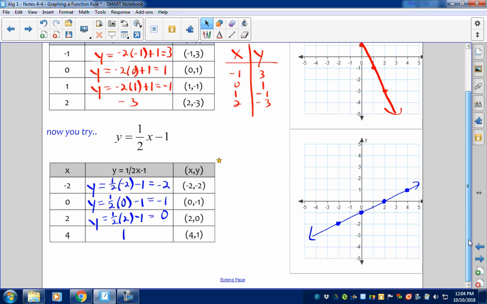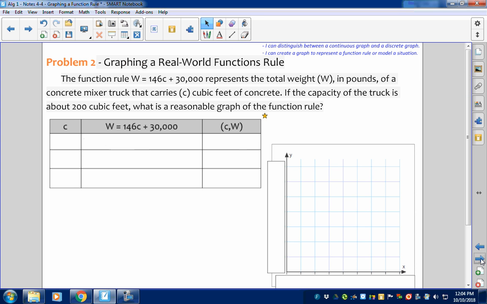All right. When we move to real life sorts of problems, like on this one, it says the function rule W equals 146C plus 30,000 represents the total weight in pounds of a concrete mixer truck that carries C cubic feet of concrete. So there's a number up here that represents the weight of the truck alone. Do you see what it is? 30,000 is the weight of the truck alone. Yep. If the capacity of the truck is 200 cubic feet, what is a reasonable graph of the function rule?